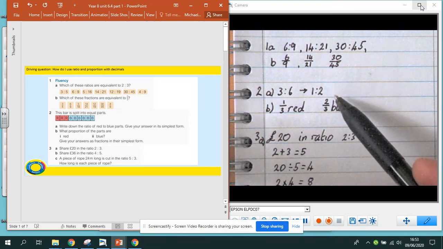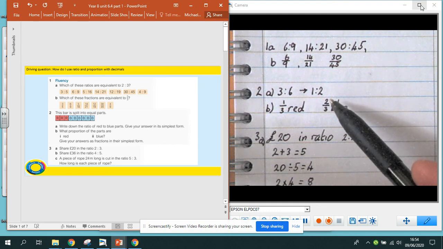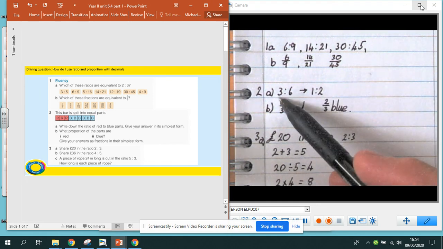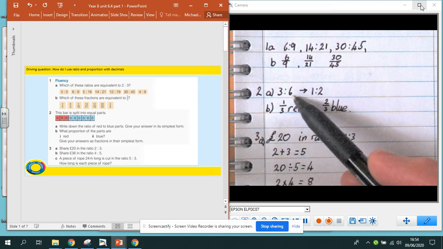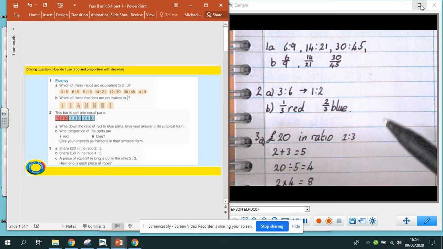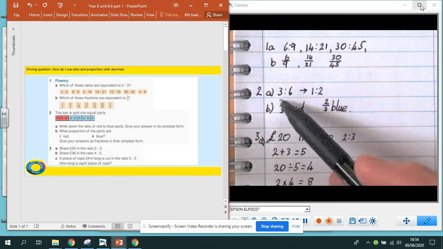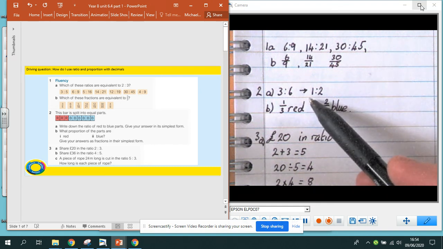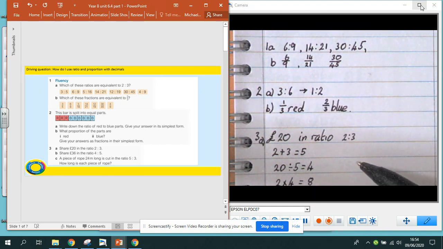Question 2. The bar is split into equal parts. Write down the ratio of red to blue parts. Well, there are 3 red parts to 6 blue parts. So we start off with a ratio of 3 to 6. However, we can simplify both of those by dividing them by 3 to give us a final ratio of 1 to 2.